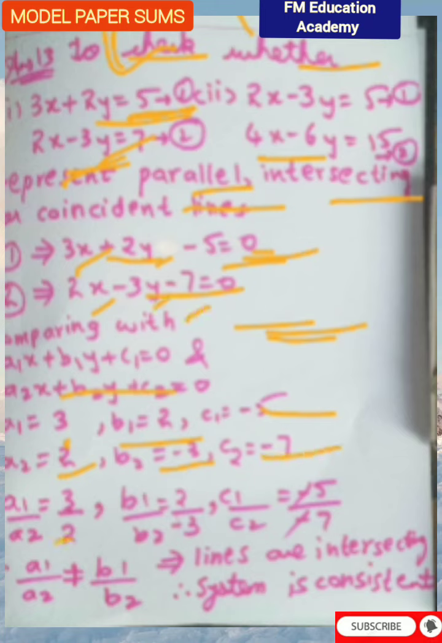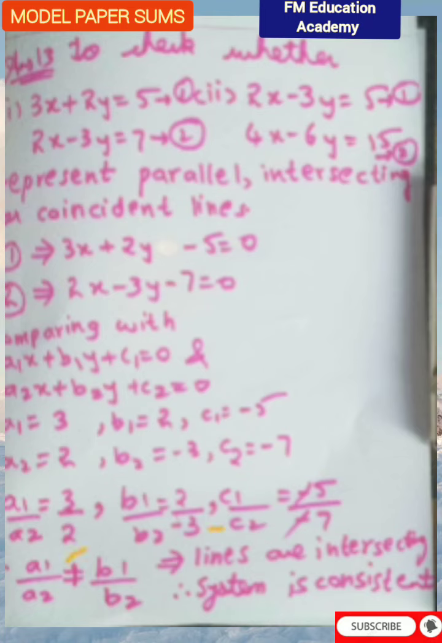So find out a1 by a2, 3 by 2. What is b1 by b2? 2 by minus 3. What is c1 by c2? Minus 5 by minus 7. So if you observe here, 3 by 2 will not be equal to minus 2 by 3 and also it will not be equal to 5 by 7. So we can say that 3 by 2 is not equal to minus 2 by 3, meaning a1 by a2 is not equal to b1 by b2. So here we can say the lines are intersecting and the system is consistent.